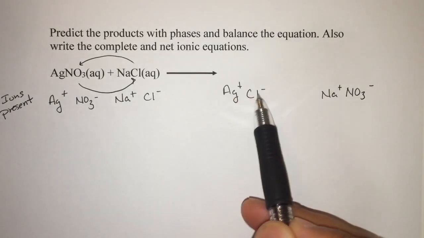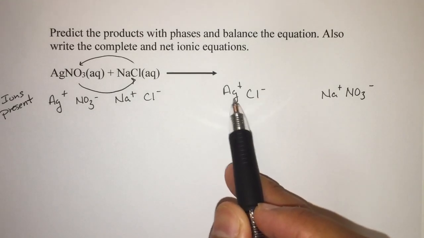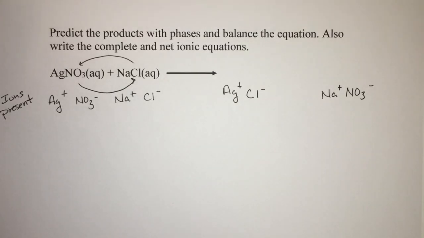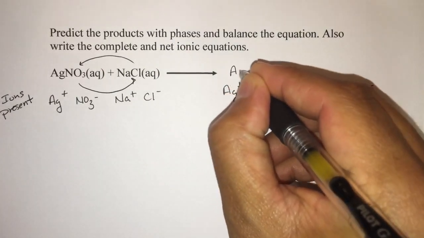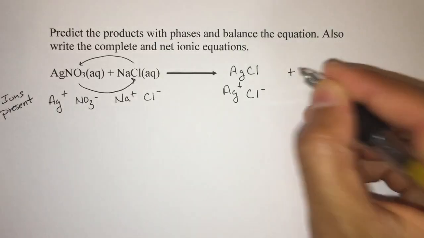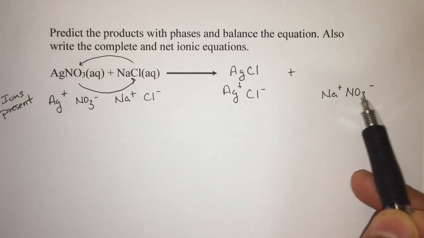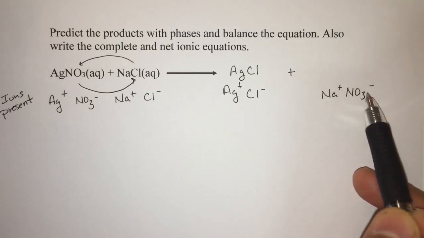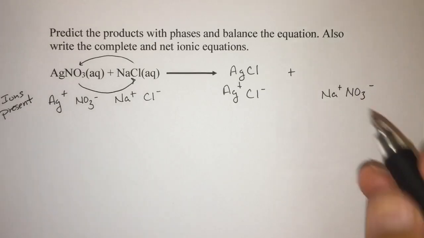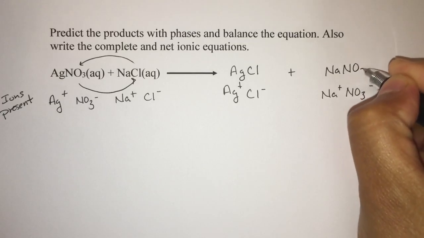So remember back to our writing formulas, we want those charges to balance. Silver's a +1, chloride's a -1. So those charges do balance. So the silver chloride would look something like this: AgCl. Sodium nitrate. Sodium's a 1+, nitrate's a 1-. Those charges balance. So the formula for sodium nitrate would look like this.